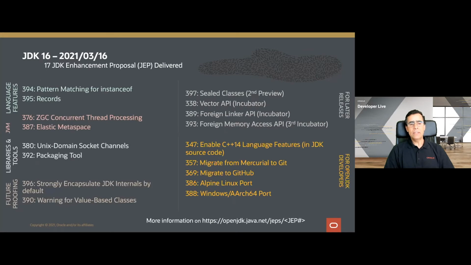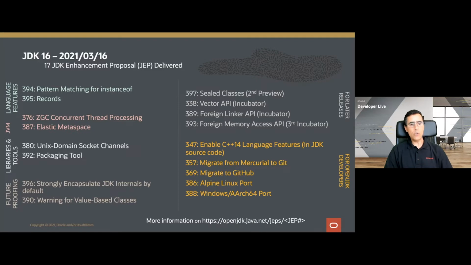JDK 16 delivers 17 JEPs, which stands for JDK Enhancement Proposal. That's the unit of work that we use to specify the largest changes in the platform. I've grouped them into 6 categories. We have 2 changes to the Java language. There's 2 improvements on memory management on the Java virtual machine.